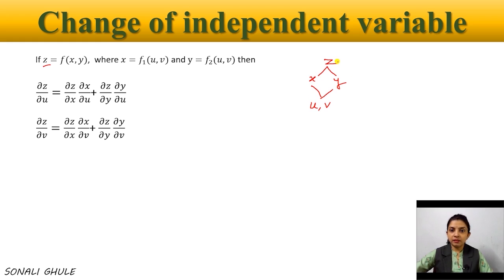But you can see here, z is depending on x, y and x, y are depending on u, v. So z is depending on two variables and x, y are also depending on two variables. Means there is a dependency on more than one variable. So what we have to do here? We have to use partial derivatives. You can see in this chain rule we have used all partial derivatives. So I hope you all understood what a change of independent variable is. We are changing the dependency here.